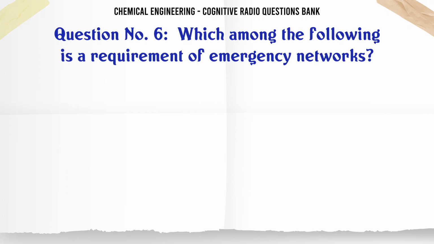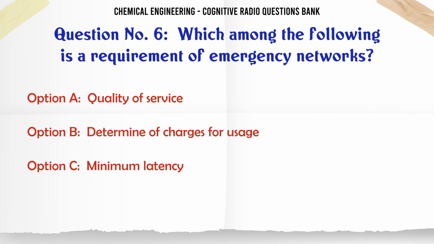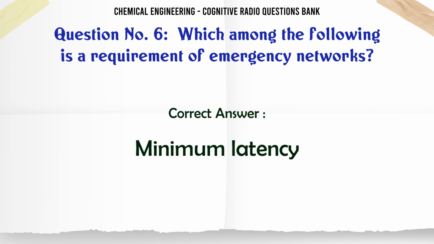Which among the following is a requirement of emergency networks? A. Quality of service. B. Determine charges for usage. C. Minimum latency. D. Parsing incoming information. The correct answer is minimum latency.